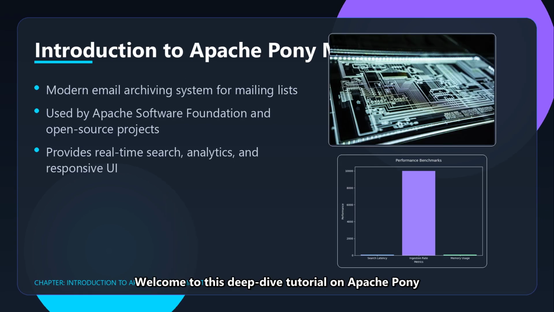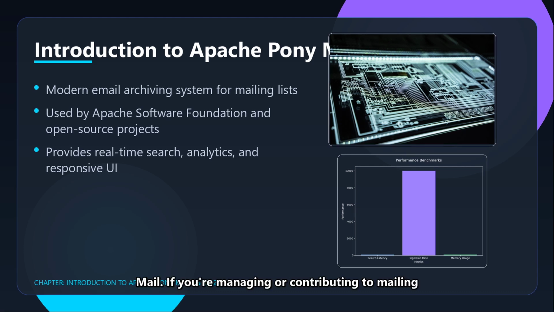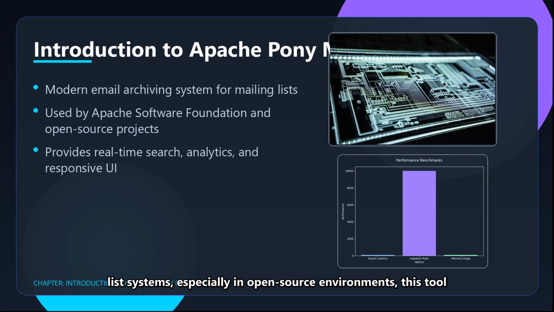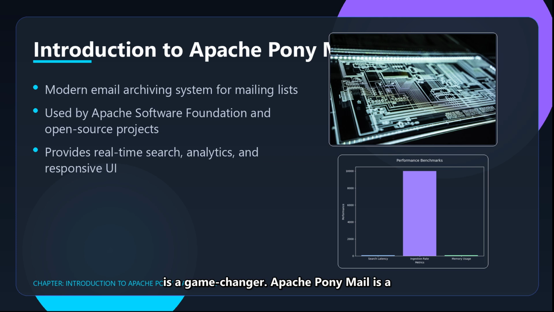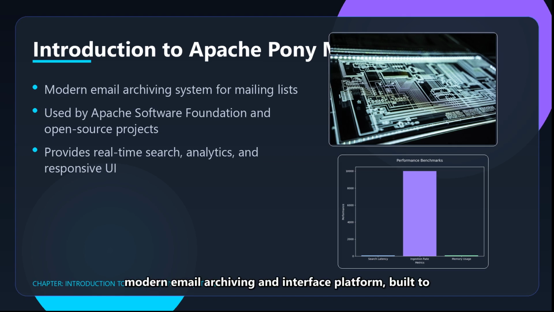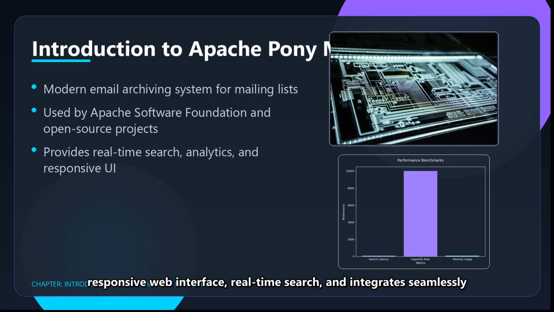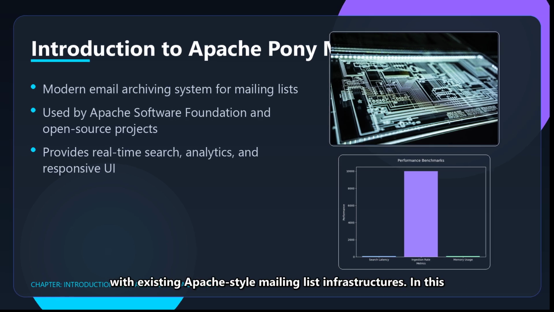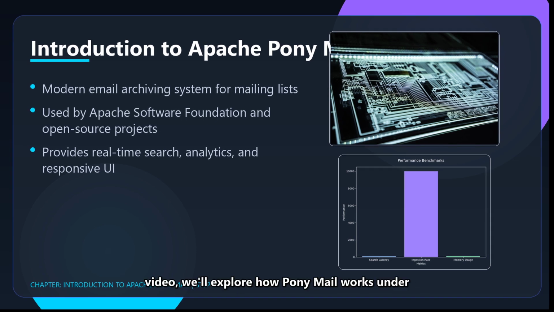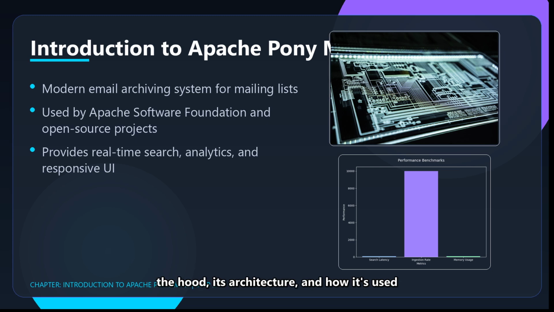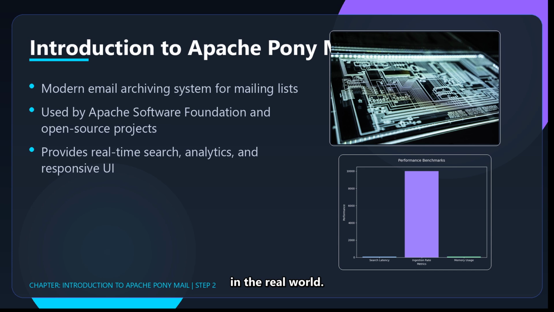Welcome to this deep dive tutorial on Apache Pony Mail. If you're managing or contributing to mailing list systems, especially in open source environments, this tool is a game changer. Apache Pony Mail is a modern email archiving and interface platform built to replace legacy list management systems. It offers a responsive web interface, real-time search, and integrates seamlessly with existing Apache-style mailing list infrastructures. In this video, we'll explore how Pony Mail works under the hood, its architecture, and how it's used in the real world.